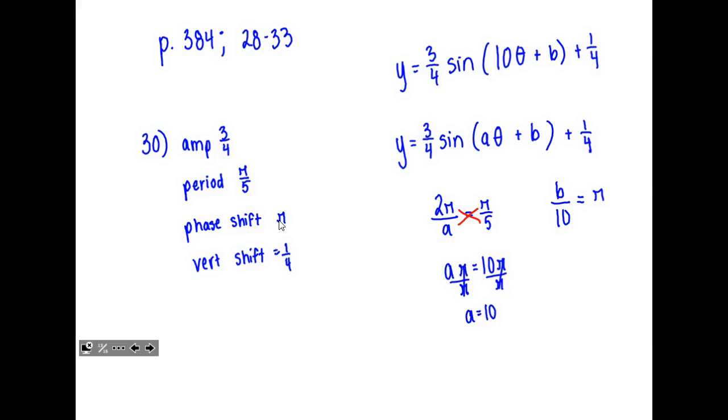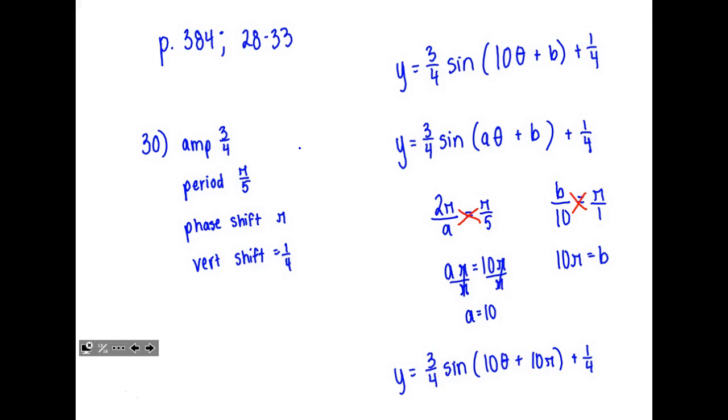pi. Now that's kind of weird, right? Like, I don't know what number I divide by 10 that would give me pi. Not so easily. But I can solve this. Put it over 1, cross multiply. So I get 10 pi equals b times 1, which is just b, right? So the number that goes there for b is 10 pi. So my final equation I get here is y equals 3/4 sine of 10 theta, or x, whichever one you want to use, plus 10 pi plus 1/4.